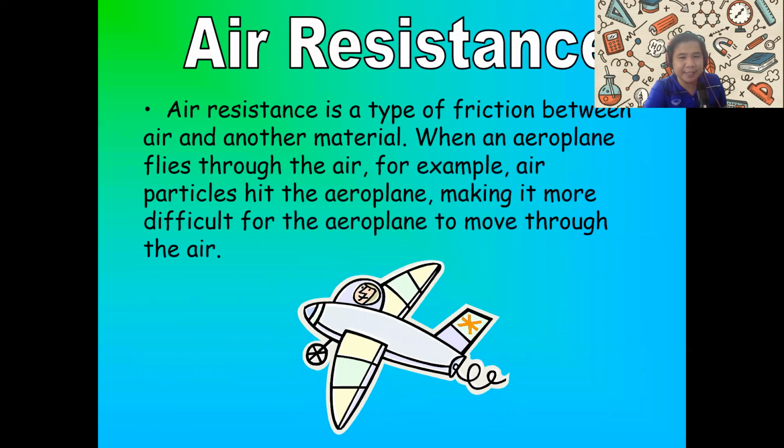Air resistance is a type of friction between air and another material. If you notice why airplanes have that shape, it's because scientists found out that this is the best shape they could make in order to fly with the smallest air resistance. We cannot say that we don't need air resistance, because in order for an airplane to fly, there must be air, there must be wind that will bring the airplane up. So we need air resistance to fly.